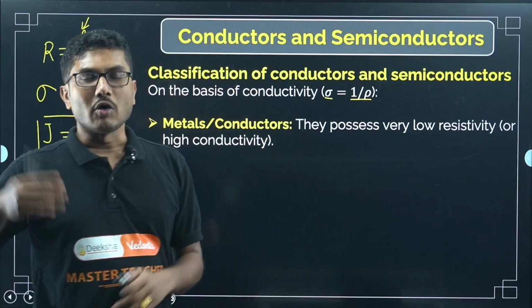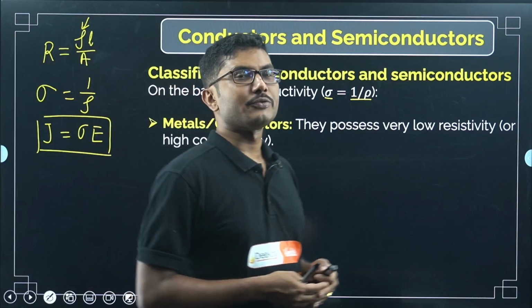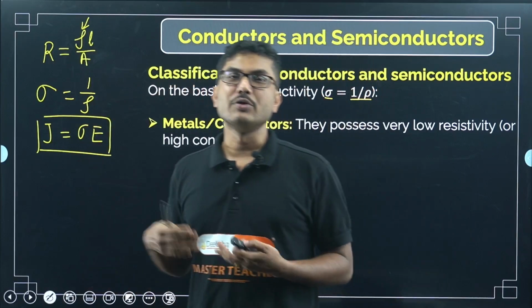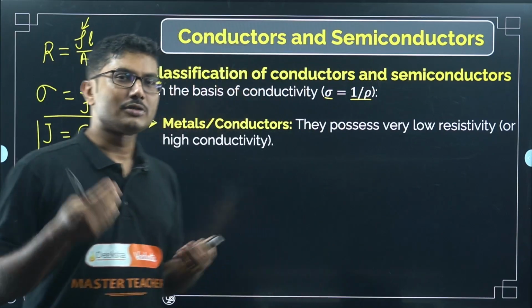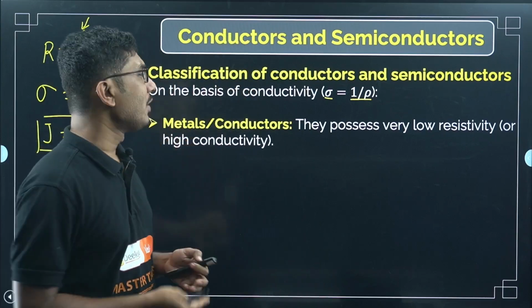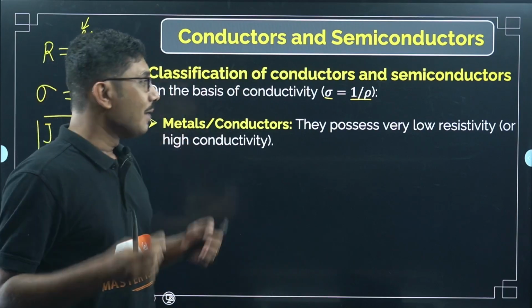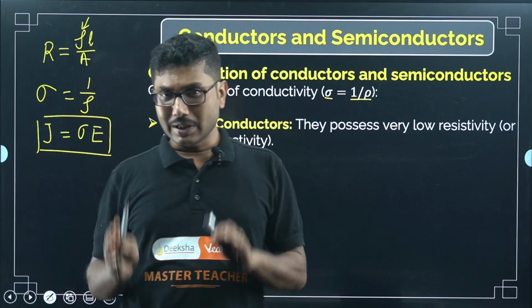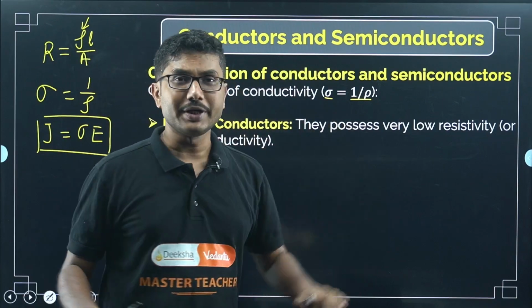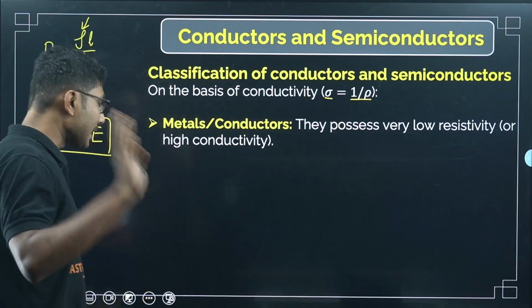There are certain non-metals which are also good conductors. For example, graphite is a good conductor, right? Gas carbon is also a good conductor. There are a few examples of non-metals having good conductivity, but usually metals are good conductors and they have low resistivity and high conductivity, right?